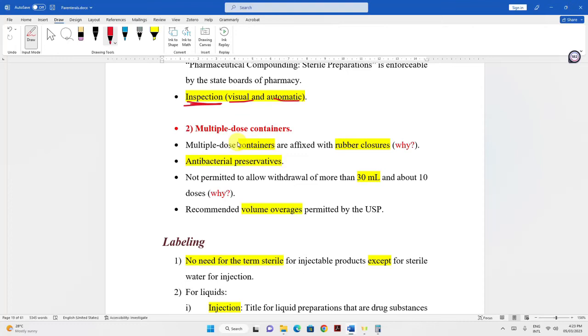Multiple dose container, these are vials with rubber closures affixed on them. Okay, meaning the closure is made of rubber. Why is it made of rubber? Because it will allow the needle to be inserted and the dose to be withdrawn, and after removing the needle the closure will reseal. Okay, it will reseal because it's rubber, and then it will allow you to do it again. And as you know, if we are talking about multiple dose container, then it must have a preservative.